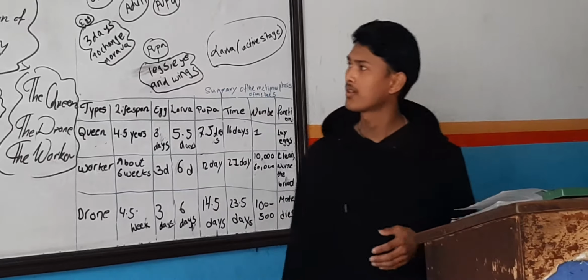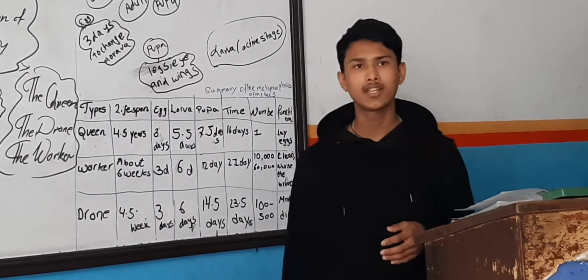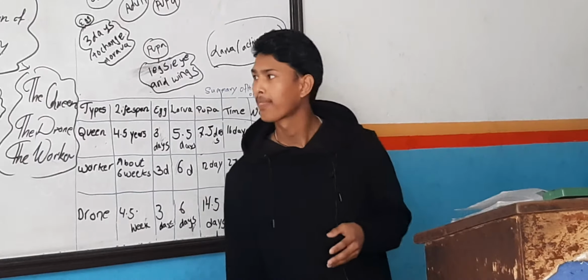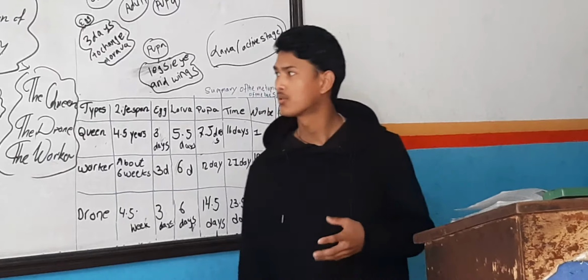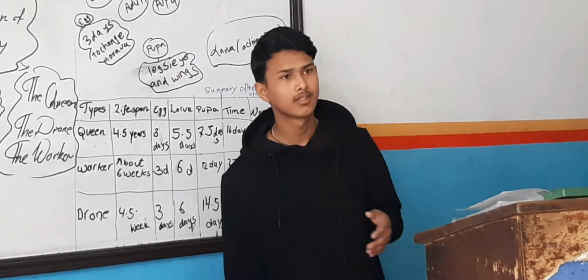Okay, organization of the colony. According to study, the organization of the colony is divided into 3: the queen bee, the drones, and the workers. The queen is the head of the colony. She controls and coordinates the colony.